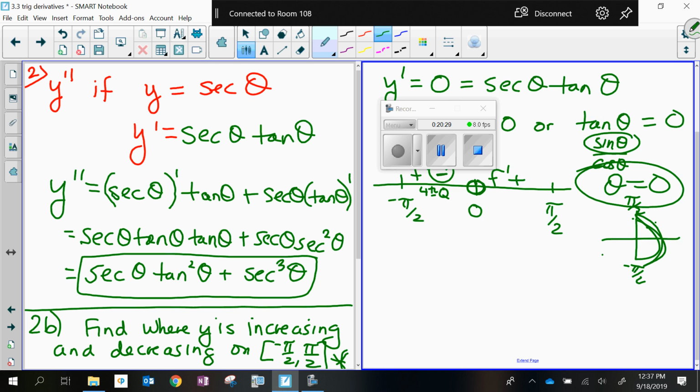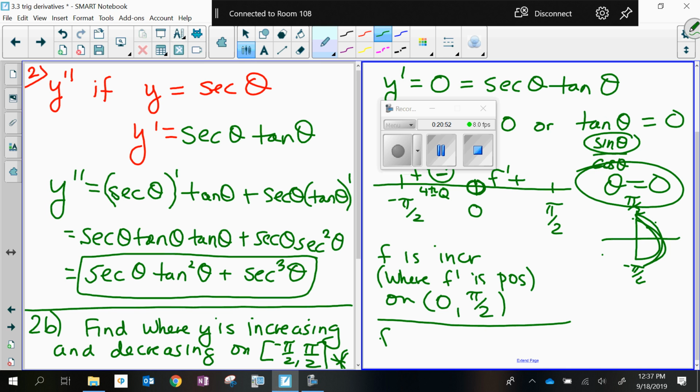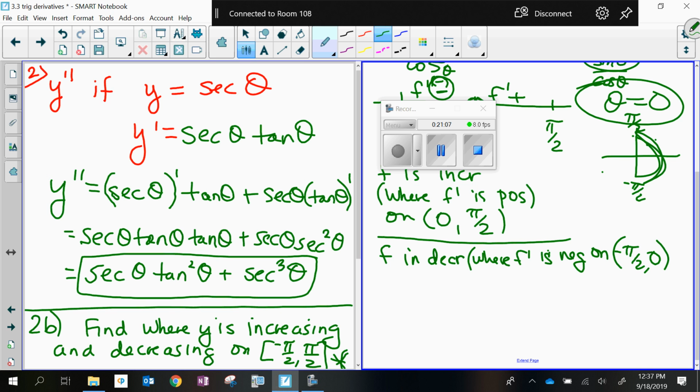Okay, so we've got our interval testing. F is increasing where f prime is positive on what? 0 to half pi. Good job. F is decreasing where f prime is negative on the other one, negative half pi to 0. Whenever you're giving a reason for increasing and decreasing, that's what you want: where f prime is negative or f prime is positive. It's not because that's what the graph looks like.